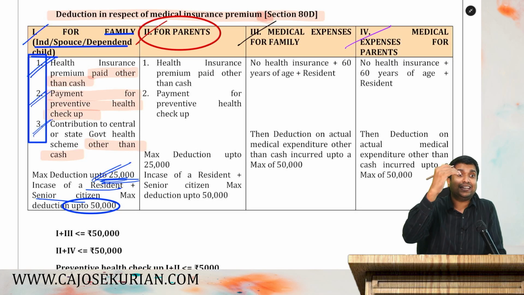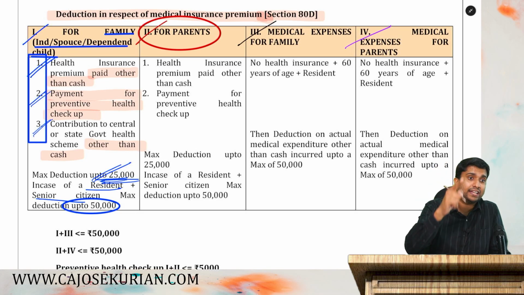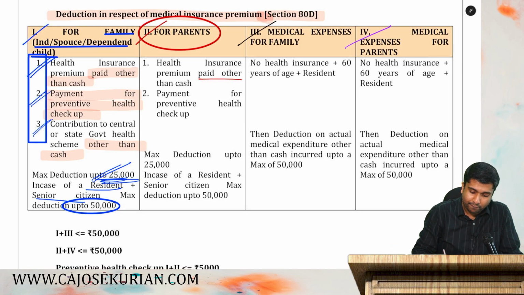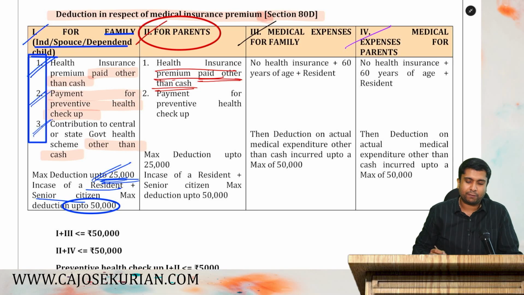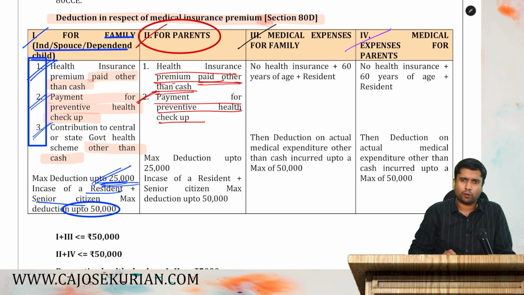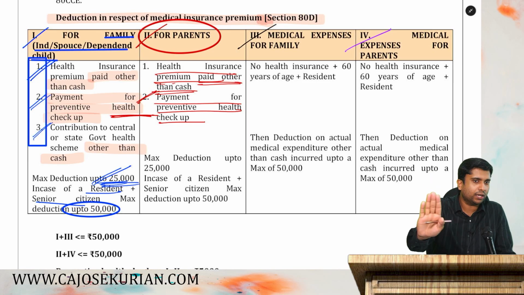Now, if you have taken an insurance for your parent and you are paying premium, then the premium has to be paid in any mode other than cash. You have taken a health insurance and the premium paid should be in any mode other than cash. Then, payment of preventive health checkup for your parent, you can pay it in cash, no problem. So, preventive health checkup in both category 1 and 2 can be paid in cash. There is absolutely no problem.